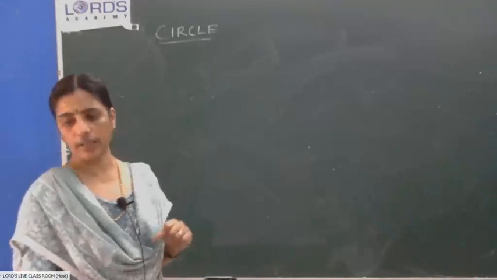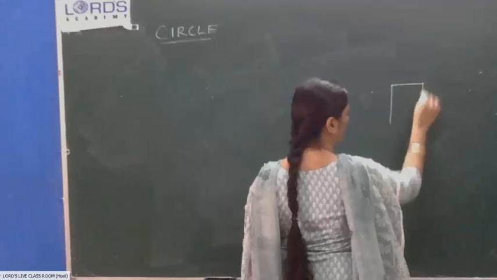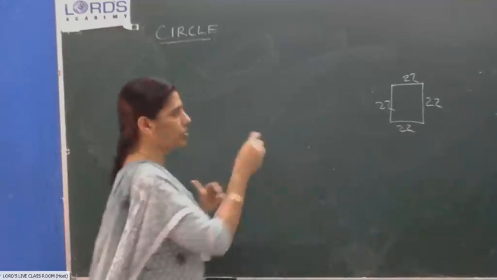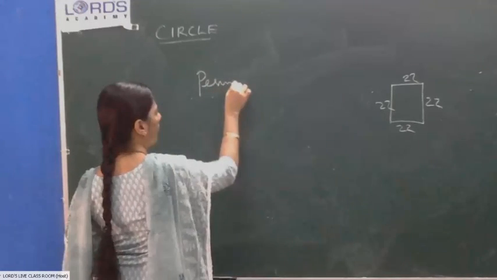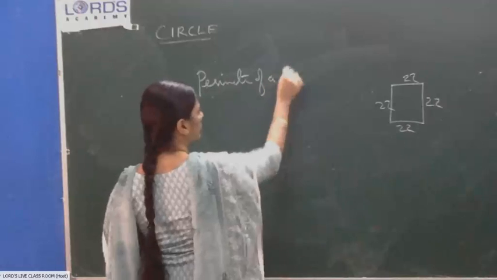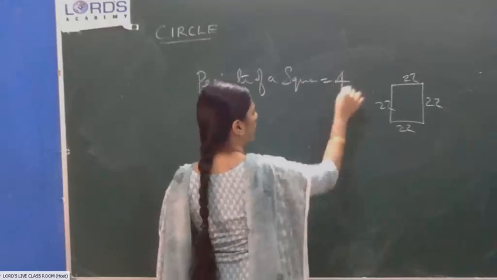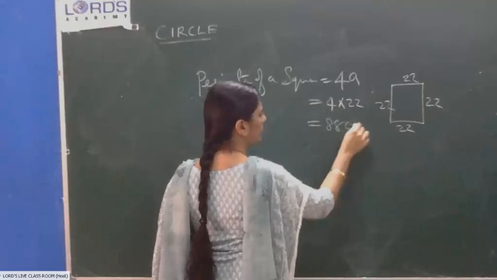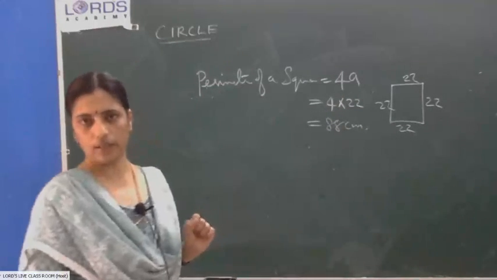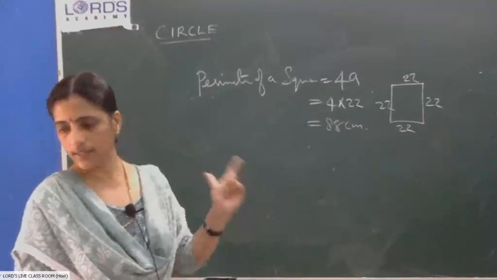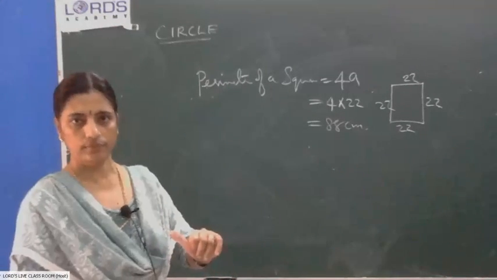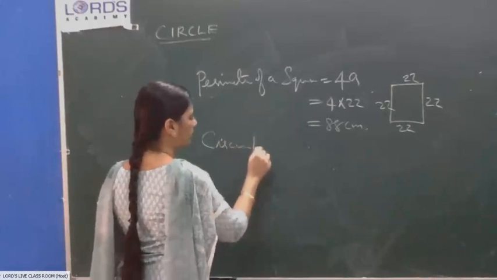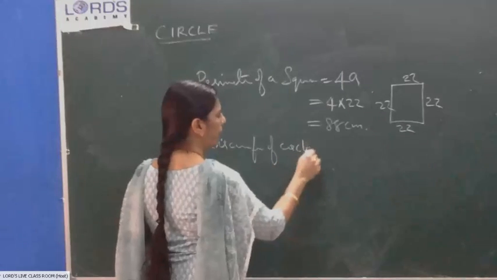Perimeter of a square whose side is 22 centimeter. If you want, you draw the picture. Perimeter of a square equal to 4a. 4 into 22, 88 centimeter. Centimeter or meter? Centimeter. Okay. Now they told that this is the same as the perimeter of the circle. Circumference of the circle, what's the formula? 2 pi r.